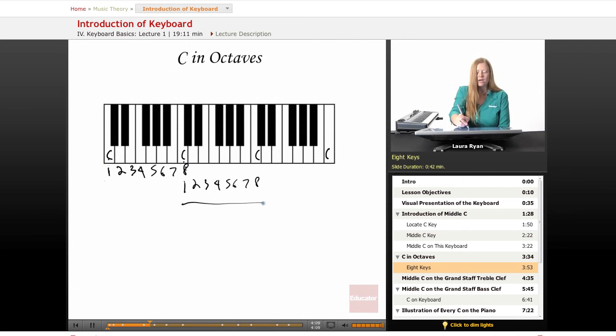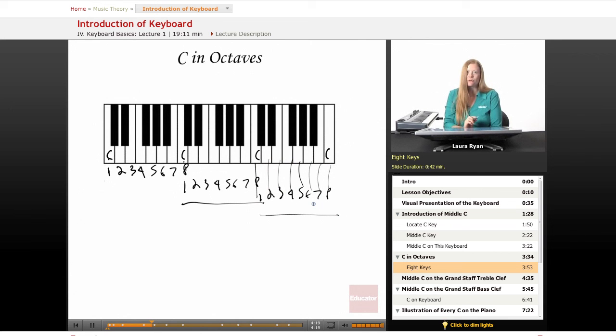Here are 2 octaves. 1, 2, 3, 4, 5, 6, 7, 8. So we'll draw lines matching each number to each key. 3 octaves. I just mapped out 3 octaves. Your keyboard at home may have 2 or 3 octaves, or it may have 7 or 8 octaves. So octave is a term you'll be listening to and writing and thinking about a lot in music theory.